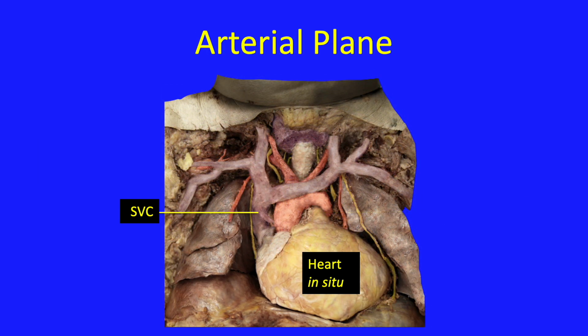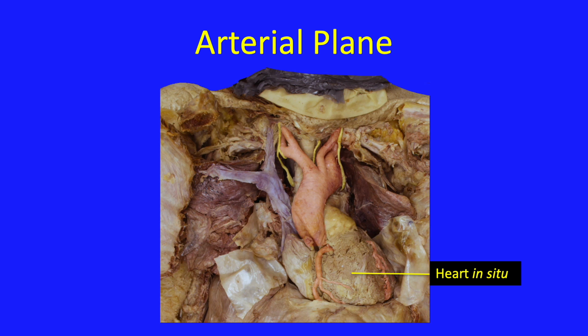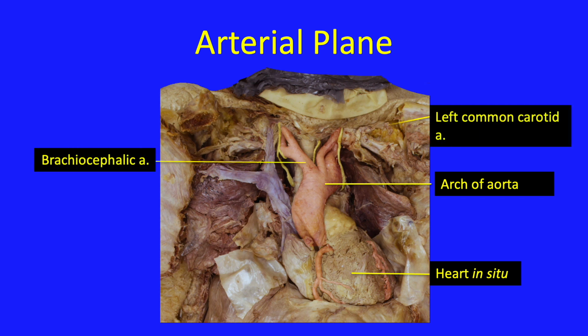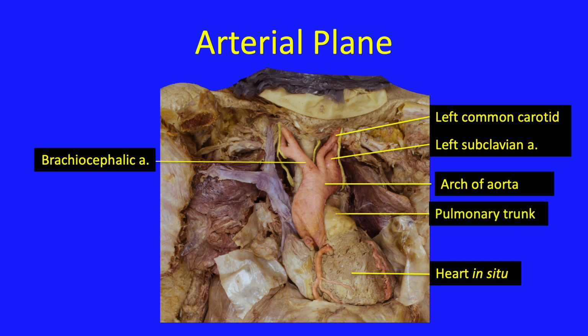We have reached the arterial plane, where the ascending aorta becomes clearly visible. However, if we remove the veins, we can now clearly detect the arch of the aorta, which gives rise to three main branches: the brachiocephalic artery, the left common carotid, and the left subclavian. Finally, the pulmonary trunk is also visible. Remember, the pulmonary trunk is an artery because it takes blood away from the heart, albeit it is deoxygenated blood.